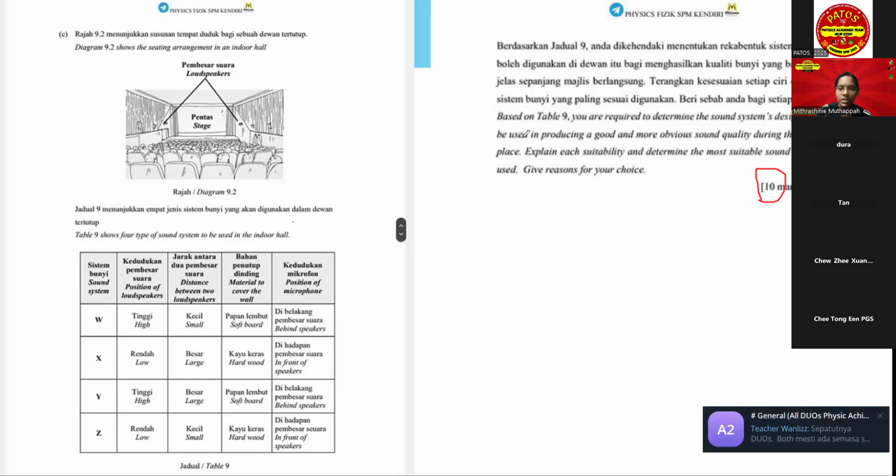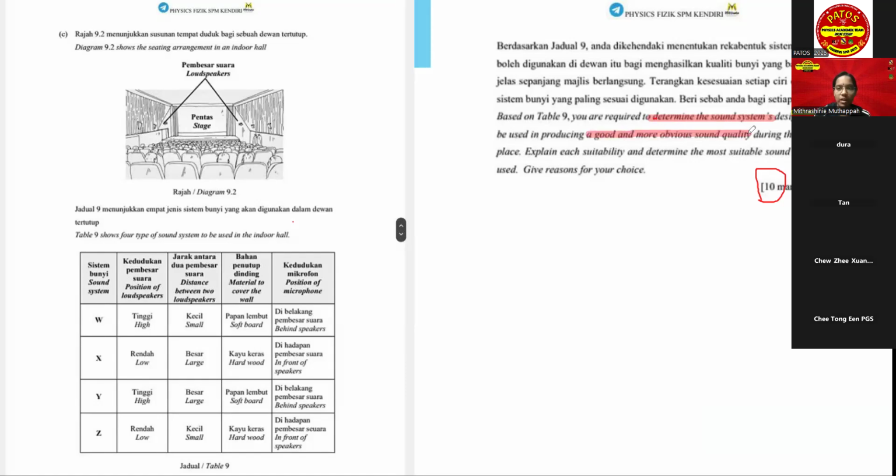From this question, we can find the keywords. The first keyword is: you are required to determine the sound system that could be used in producing a good and more obvious sound quality, which means we need to hear perfect sound without any interruption or breaking and so on. We have to explain each suitability for our choice, and we have to determine the most suitable sound system. We have to state overall which sound system we are going for.